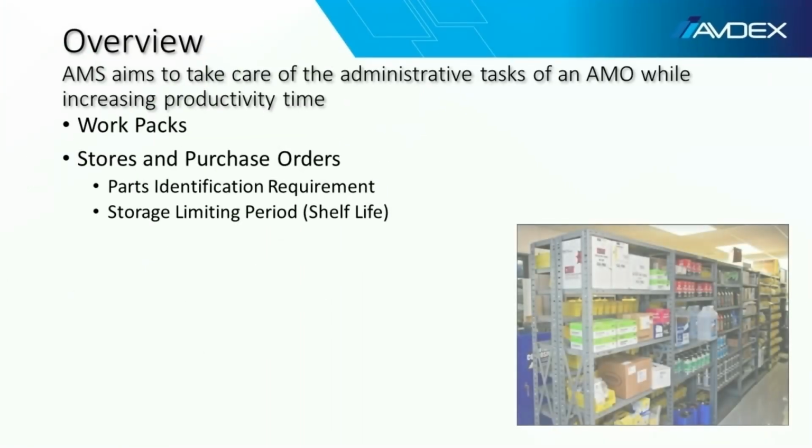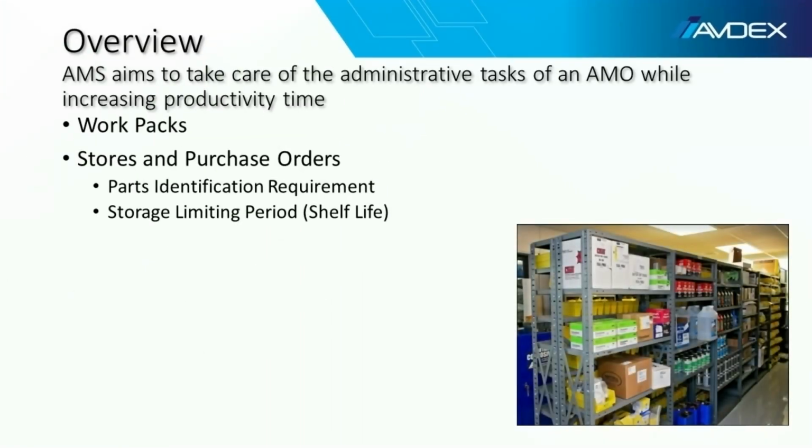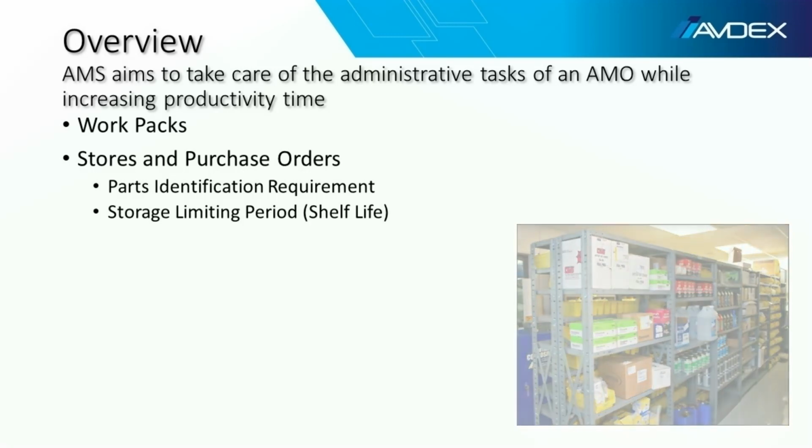Storage limiting period, shelf life. The manufacturers of certain aircraft units impose storage limiting periods after which time they will not guarantee the efficient functioning of the equipment. On expiry of recommended storage periods, the parts should be withdrawn from stores for checking, overhaul or disposal as recommended by the manufacturer. AMS allows the flagging of expiry dates.